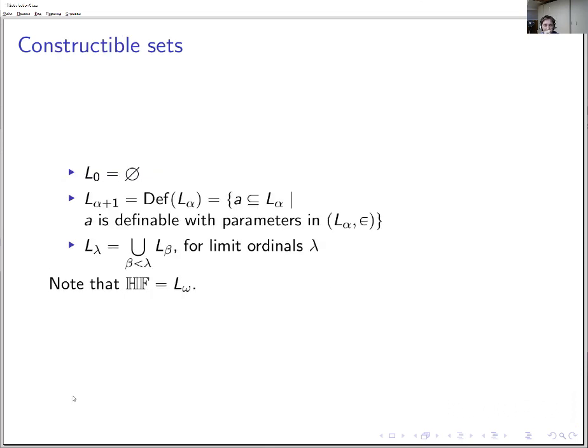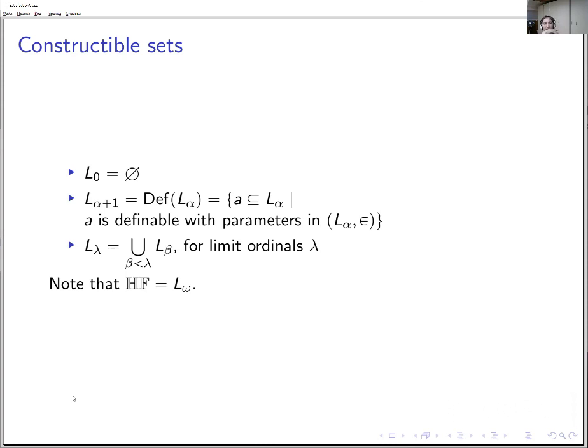Okay, so this is a second mathematical example. This is just the definition of constructible sets, for people that are not familiar, to remind people what constructible sets are.